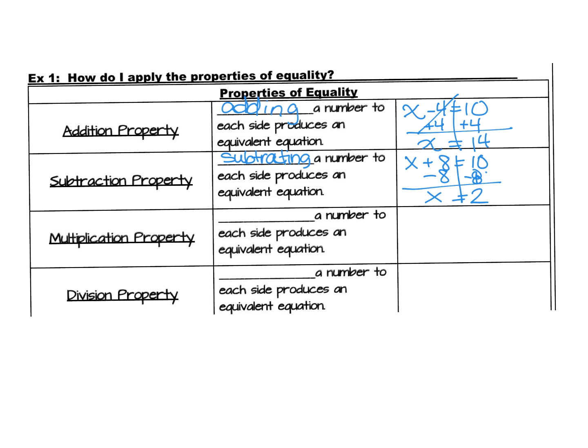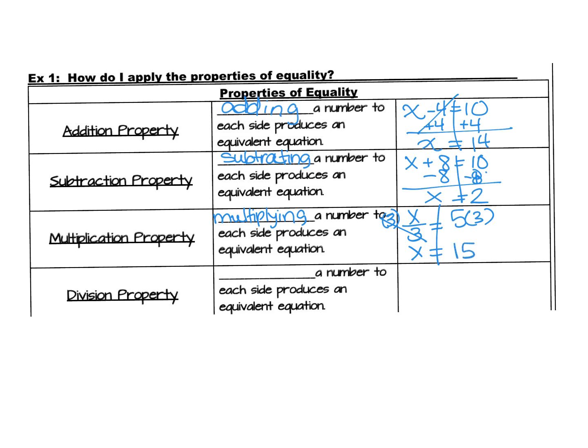All right, our multiplication property, then that one states that by multiplying a number to each side is going to produce an equivalent equation. So for example, I could have something like x all over 3 is equal to 5. To undo, the x is being divided by the 3, so to undo the division, I need to multiply then. And as long as I do that on both sides, I'm not changing that value.